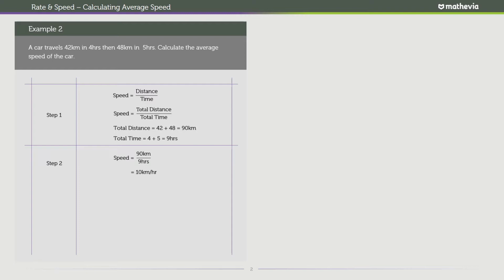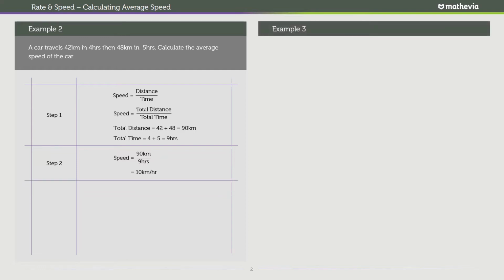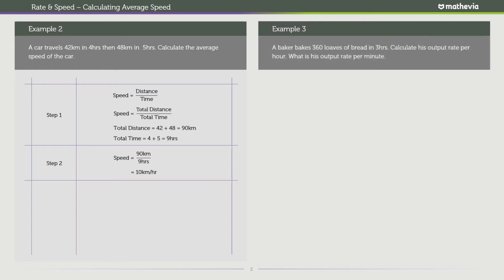Now speed is always distance over time. If you have a situation like this, you just add distances together, add the time together, and then divide the total distance by the total time. Simple, straightforward. One final example, and we're not talking speed anymore, we're doing rate now.